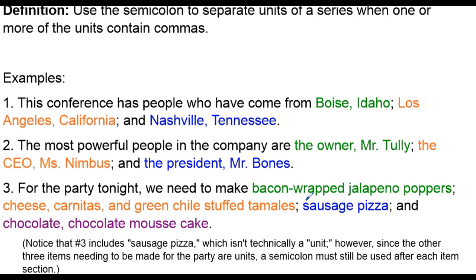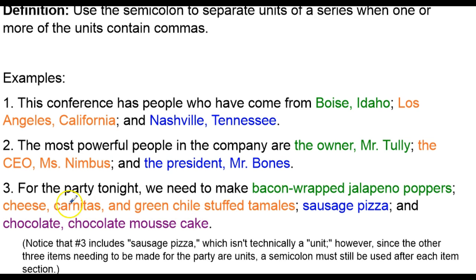My jalapeno poppers are wrapped in bacon. I don't need to separate anything with a comma. I'm just using that whole entire section of a sentence, and then I have my semicolon. This is the reason I actually have to have the semicolons, this orange one right here. It's because I'm talking about my stuffed tamales, right? And they're cheese, carnitas, and green chili stuffed tamales.